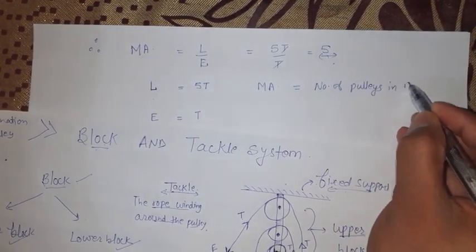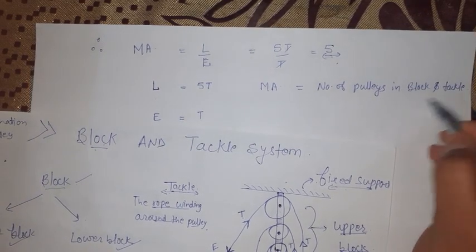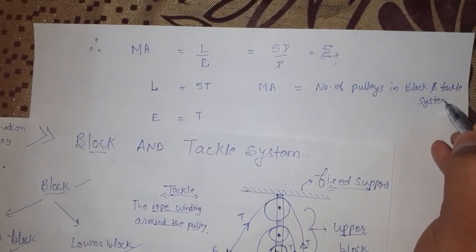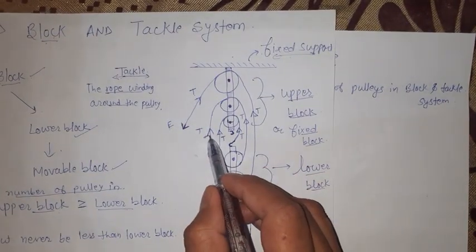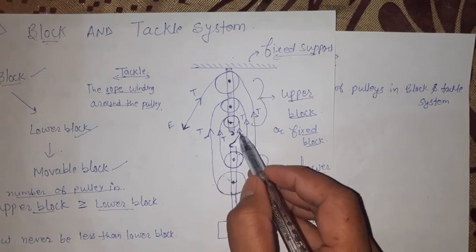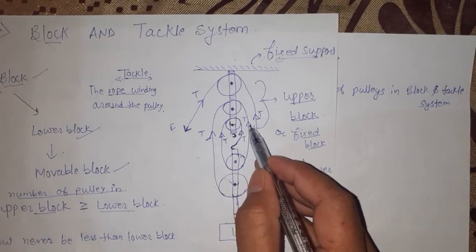in block and tackle system. Block and tackle system. Okay, and there is one more thing that you can check: how many segments of the rope are going to balance the load? It is 1 2 3 4 5.